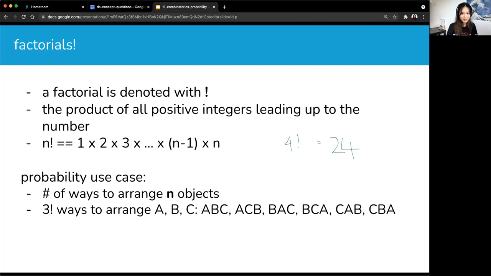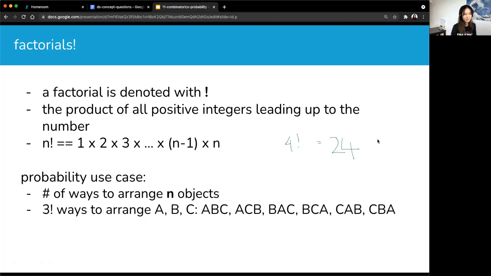So more specifically, if we had this example of the letters A, B, C, how many different ways can you arrange A, B, and C? Because there are only 3 different elements, you just take 3 factorial, which is 6. And that works out because we have 6 different ways to arrange A, B, C.